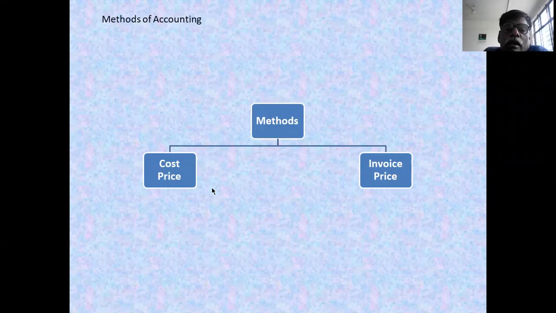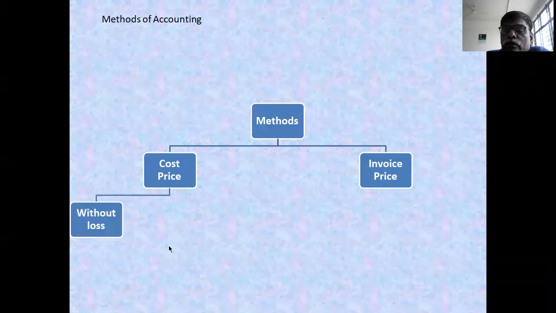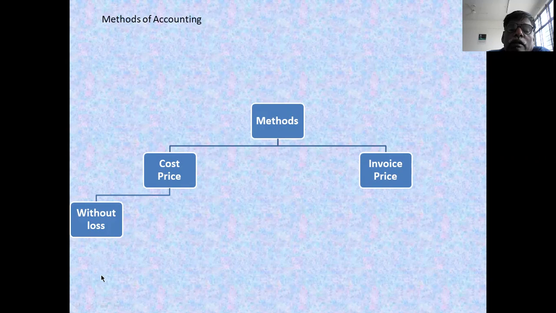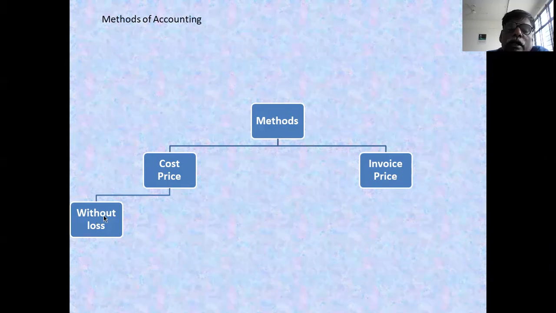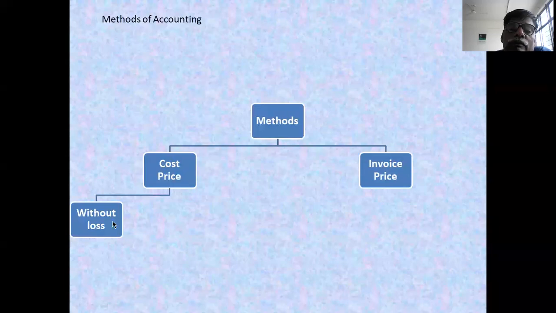And in the cost price method, there are three types of problems. You remember, there are three types of problems. In the first type of problem, there is no loss. The goods destroyed is not given in the problem. Loss regarding goods is not given in the problem.